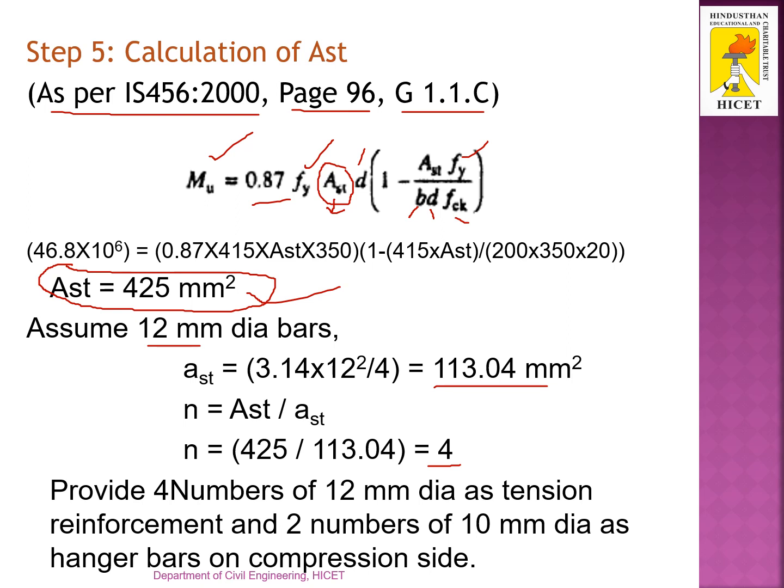In order to support the tension reinforcement, we have to provide another 2 numbers of 10 mm dia bar as hanger bars on the compression side, because we are having an under reinforced condition. For the under reinforced condition, our beam is a singly reinforced section. Then we cannot provide the main reinforcement at the compression side. So you have to reduce the diameter of the bar to 10 mm to support these tension reinforcements.